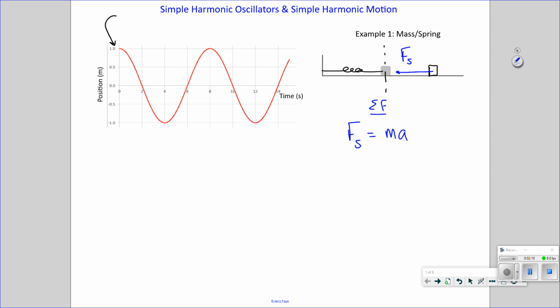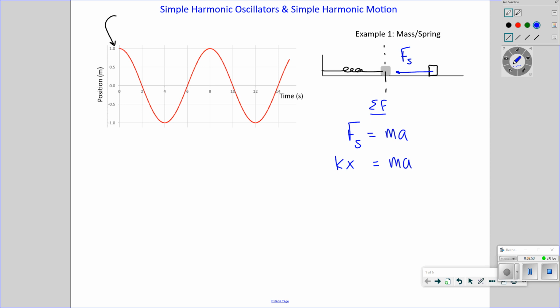Now, how hard does this spring pull? Well, that depends. Hooke's law says that spring force equals kx, is proportional to displacement, and the constant of proportionality is this thing called the spring constant, which depends on how stiff the spring is. So this says kx equals ma. Now, a couple of specifics we can add to this.